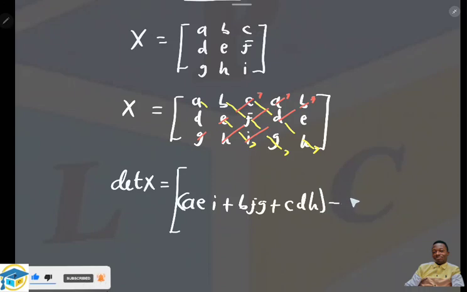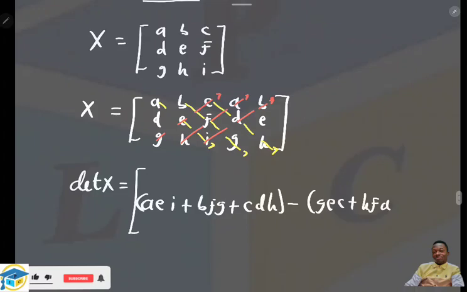After that, we compare that to the product of the upward diagonals, and we sum them up. So we have G, E, C plus, then we have H, F, A, and then plus, we also have I, D, and B, and we close that, and we have our main bracket there.